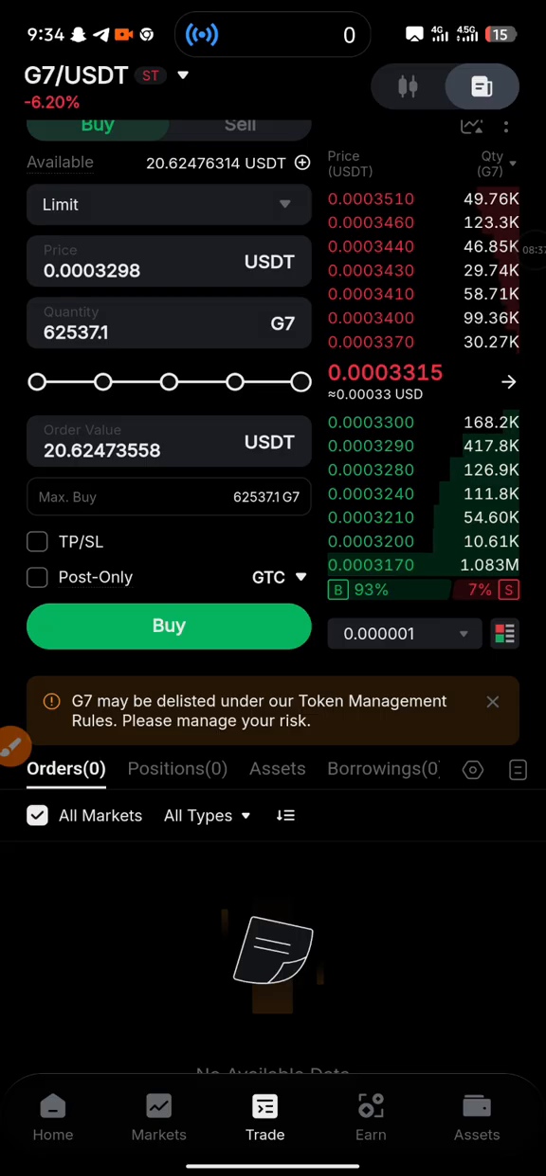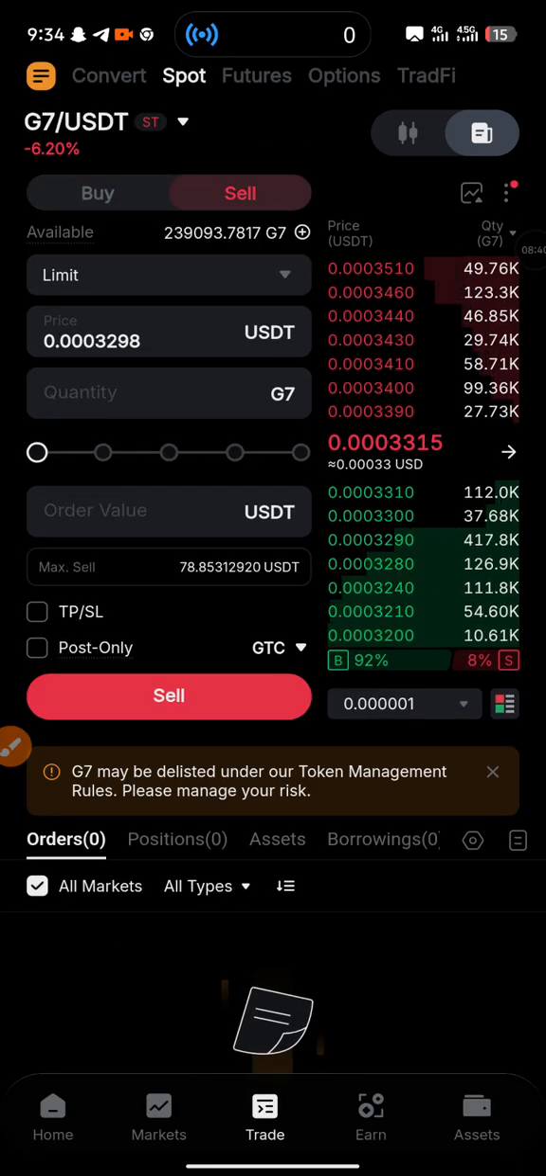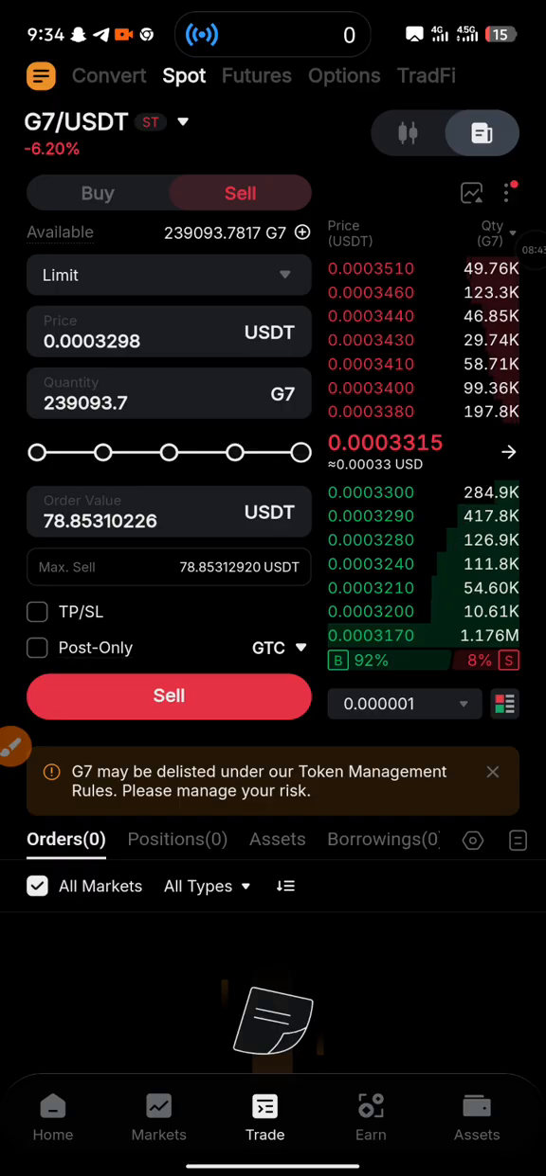Okay, and if you want to sell again, you follow the same process. Come here to click on sell, drag everything you wish to sell with, click on sell, and everything will be done.